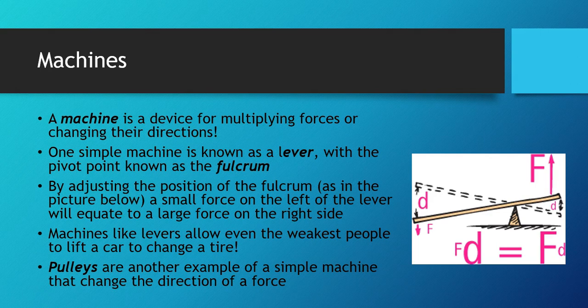So pulleys allow you to change the direction of a force to make something easier. Levers allow you to multiply or divide forces to make something easier. But in general, machines are just objects that are used for multiplying forces or changing the direction in which you have to apply a force.